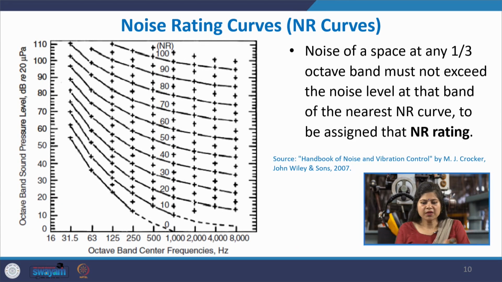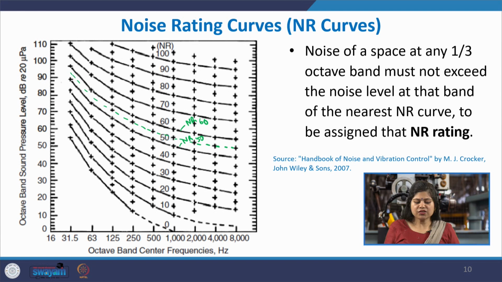So, this shows the various NR curves. Suppose this is the NR 50 curve, and this is the NR 60 curve. So, here we will have an NR 55 curve. Whatever is the measured 1/3 octave band of that space, it should never intersect or go above the NR 55 curve at any point. That is what it means, that it should not exceed NR 55.